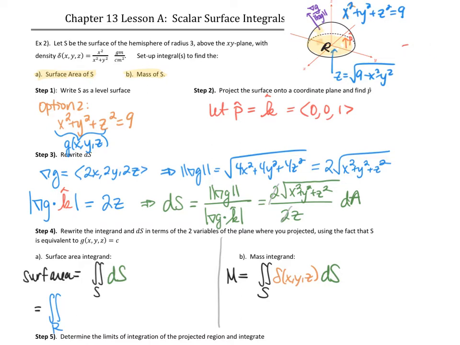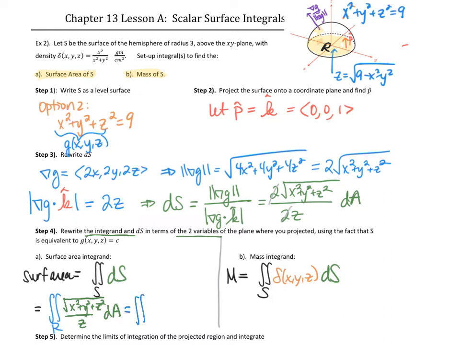Okay. And that's the region I'm going to be integrating over. And my ds is getting replaced with the square root of x squared plus y squared plus z squared over z dA. Now I'm not done yet because this step is telling me to rewrite the integrand in terms of just two variables. So right now I still can't do this double integral because I have x, y, and z in it.